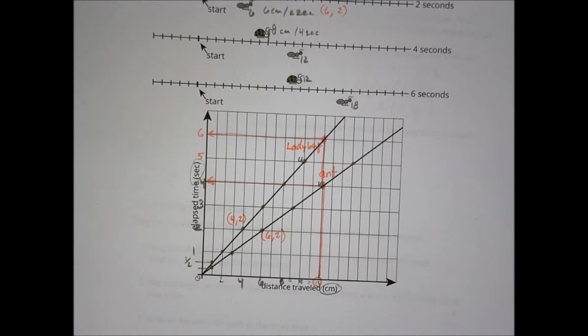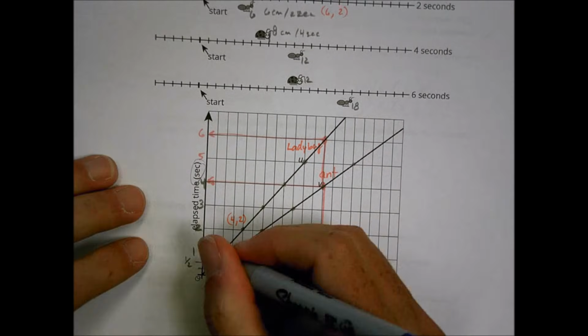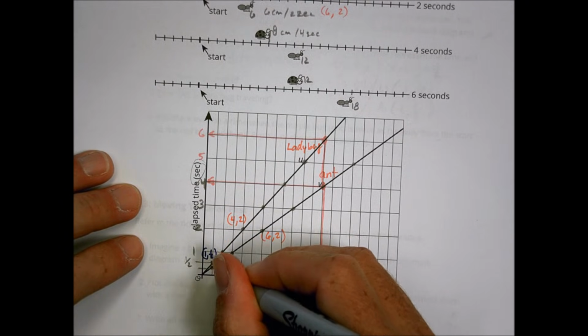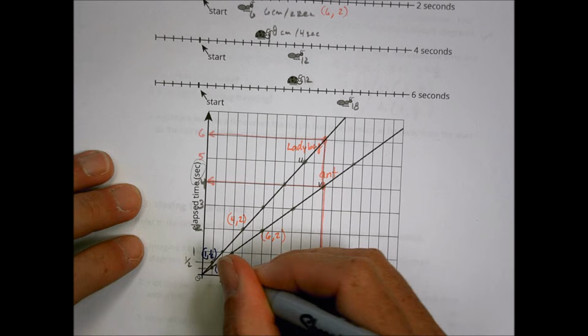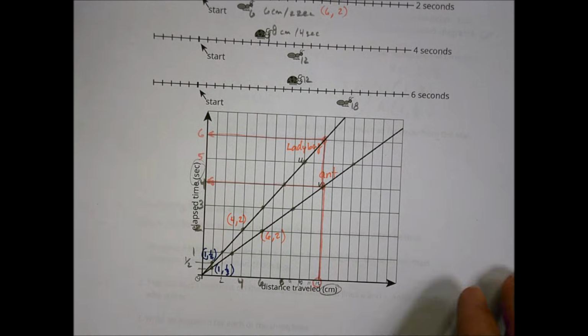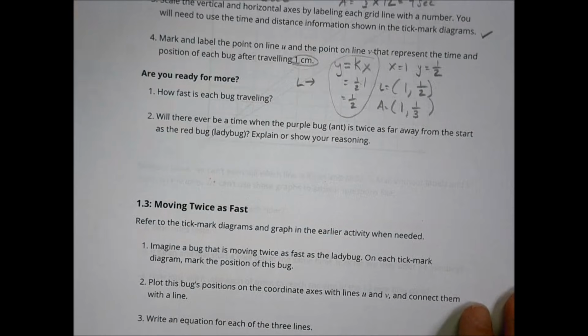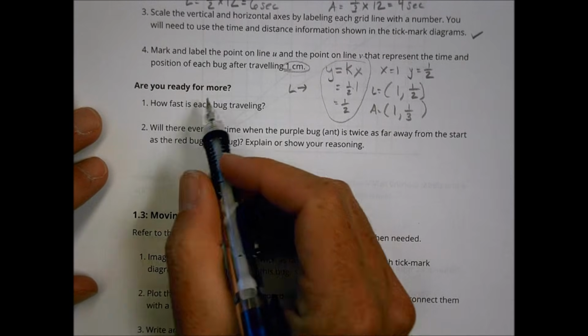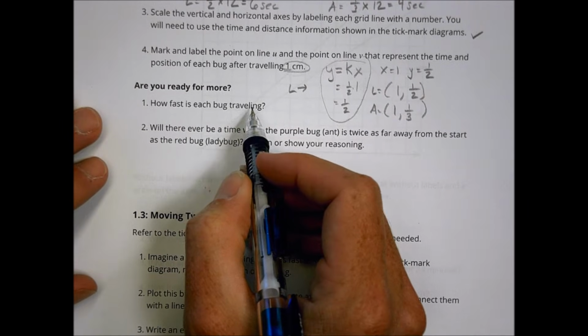Okay, so could I label those? I certainly could. I could have this one being at (1, 1/2), and this one being at (1, 1/3), for where those points are going to be on that graph right there. Okay, and that's what we get looking at that one. In terms of the Are You Ready for More, you can take a look at that to see how fast each bug is traveling.